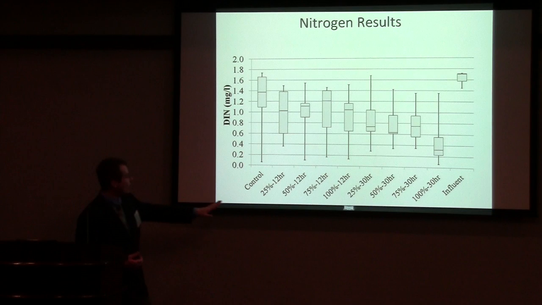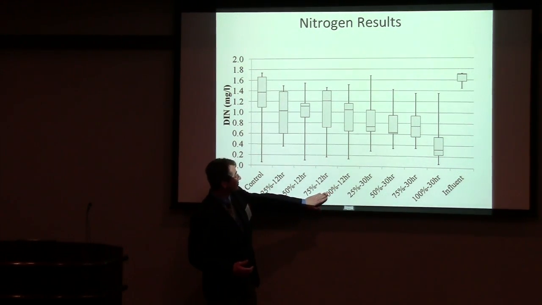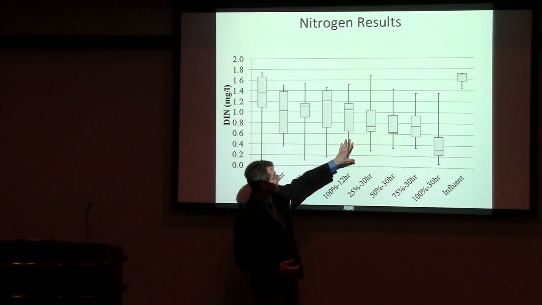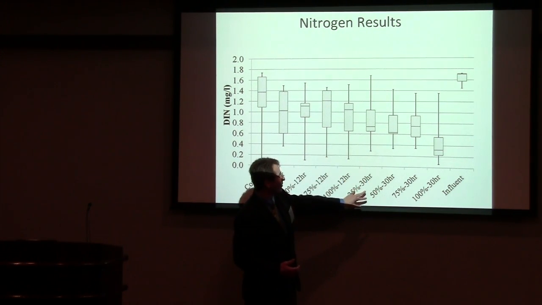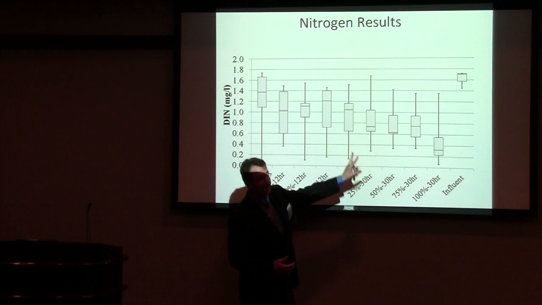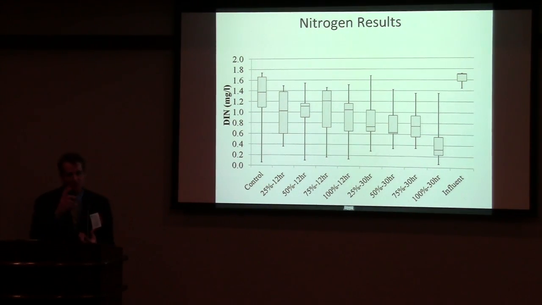So when we go from even a 12-hour retention time at 100% of the water quality volume, we get a better performance if we just do a quarter at 30 hours. So the take-home is that retention time is probably the dominant factor. And if we can make these systems hold water back longer, we can probably drive up the nitrogen reduction.